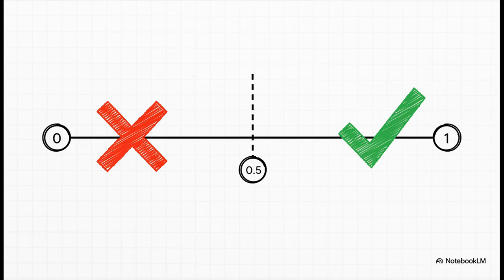Then that probability gets turned into a final decision. It's actually super simple. By default, if the score is over 0.5 or 50%, the model predicts yes. If it's below that line, it predicts no. It's just a simple threshold that turns that probability into a clear, actionable choice.